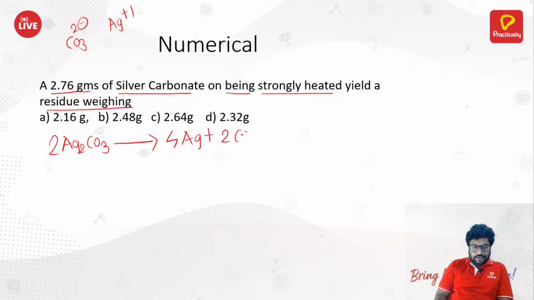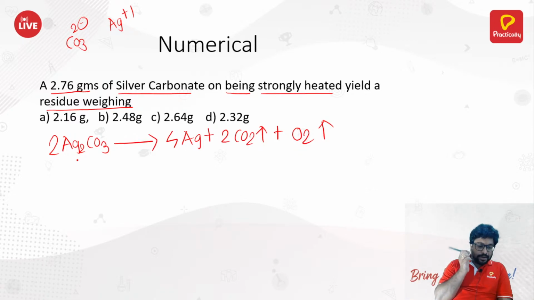2 moles of CO2 gas, and 1 mole of oxygen. Now it is balanced. You got 6 oxygen on the left, 6 oxygen on the right, 4 silver atoms on the left, 4 silver atoms on the right, 2 carbon left, 2 carbon right. So everything is balanced. So this is the balanced reaction.